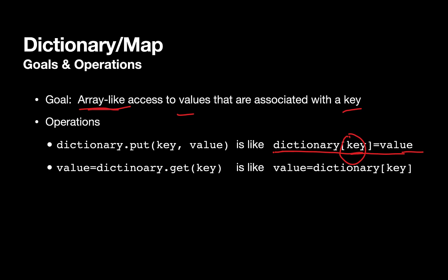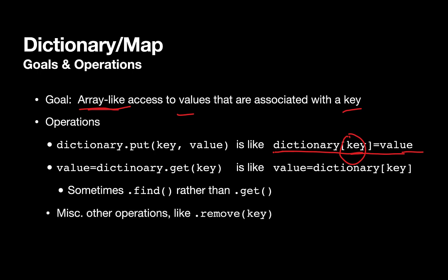Also, some implementations use slightly different names for these. Sometimes the concept of find is used rather than get, but it means basically the same thing. It's still a lookup of some information based on a key. There are usually some other miscellaneous operations. One of the obvious ones is for removing things from our collection, which is usually just referred to as remove.